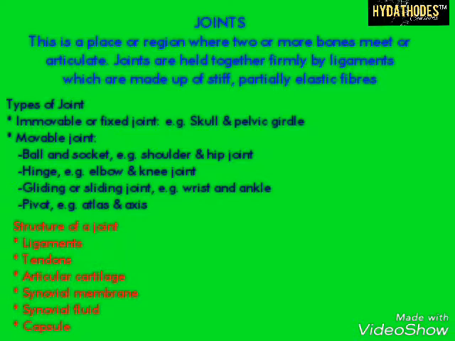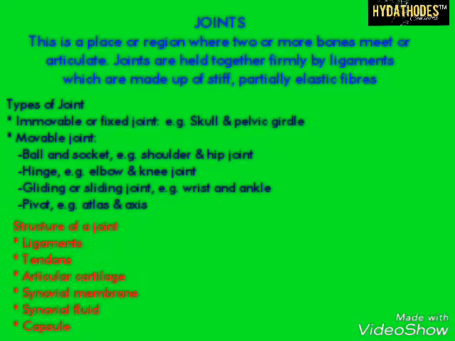Movable joints. Movable joints are joints or regions where 2 or more bones meet in such a way that the bones move over each other, making movement possible. Types of movable joint. Number 1, ball and socket joint. This allows movement in all planes or directions, that is up to 360 degrees. Number 2, hinge joint. Hinge joint allows movement in one plane or direction only, that is up to 180 degrees.